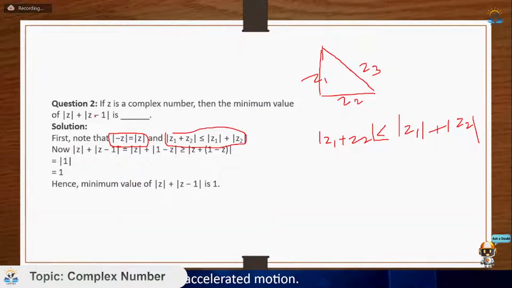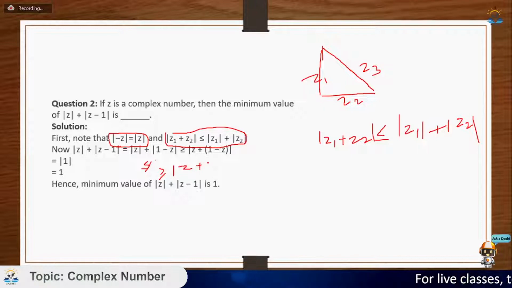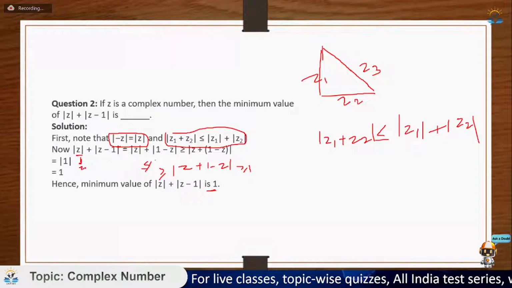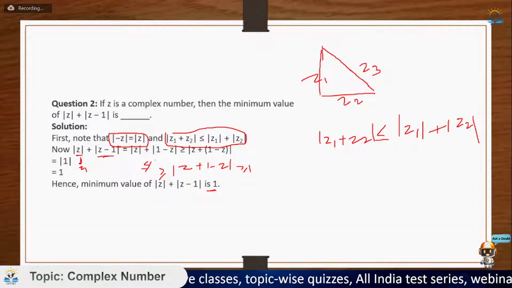So mod z plus mod of z minus 1 would always be greater than or equal to mod of z1 plus z2, that is z plus 1 minus z. So this thing is always greater than or equal to 1. So the minimum value of this thing is equal to 1. Basically, what I did is I took mod z as z1. This thing is my z1 and this thing is my z2.